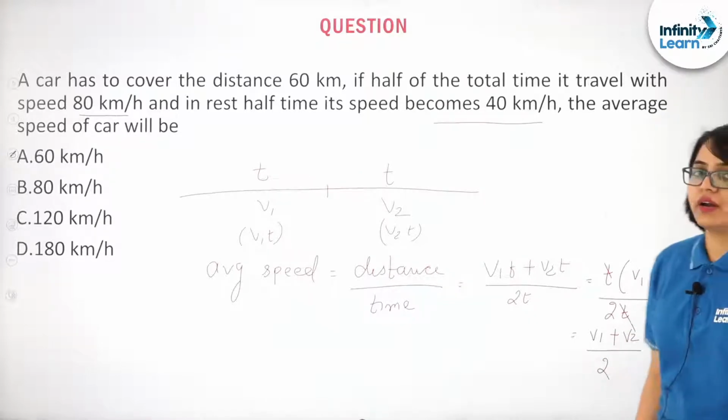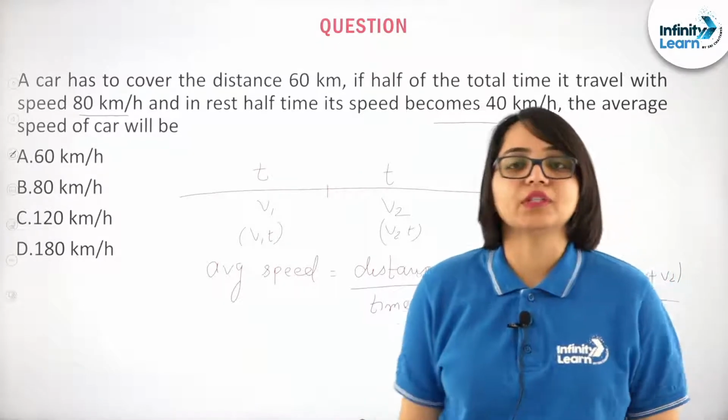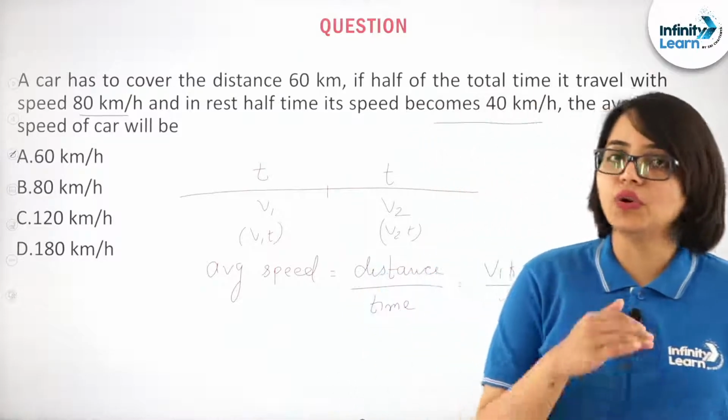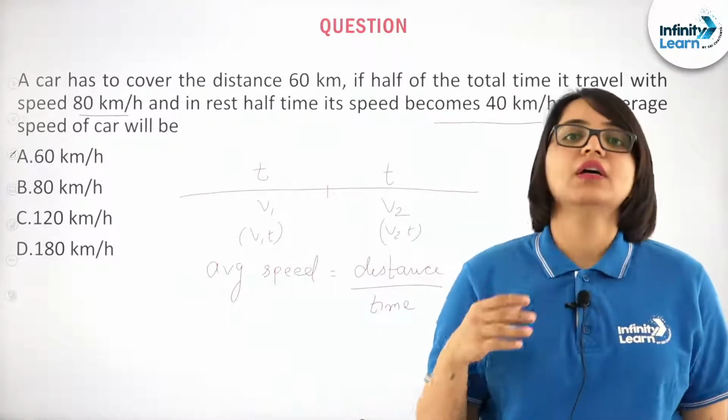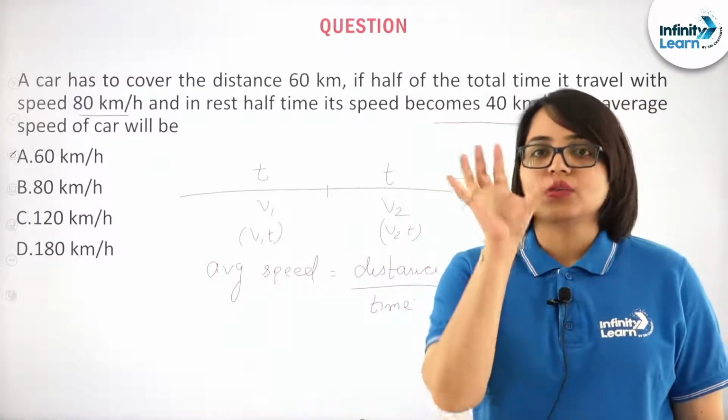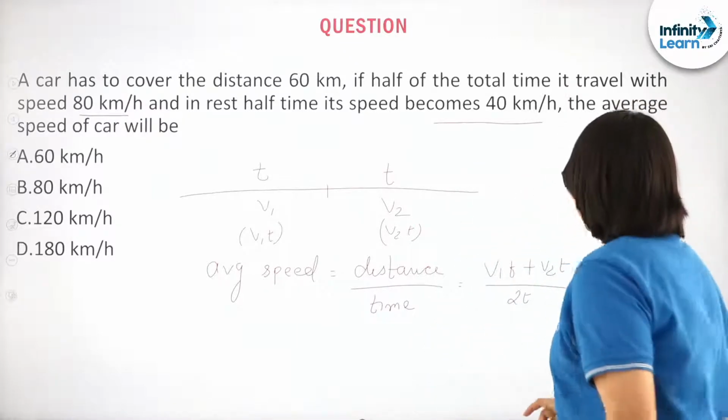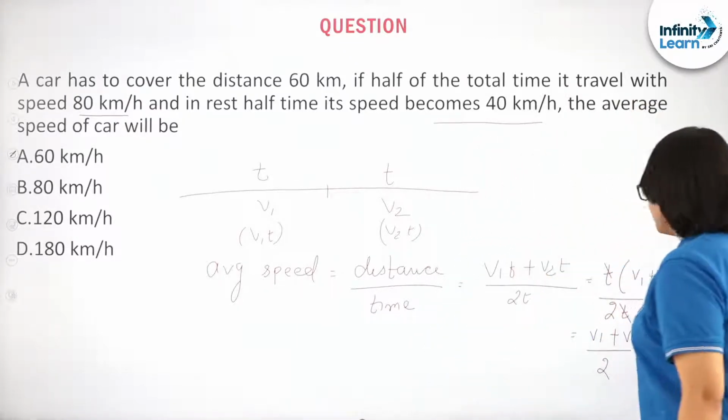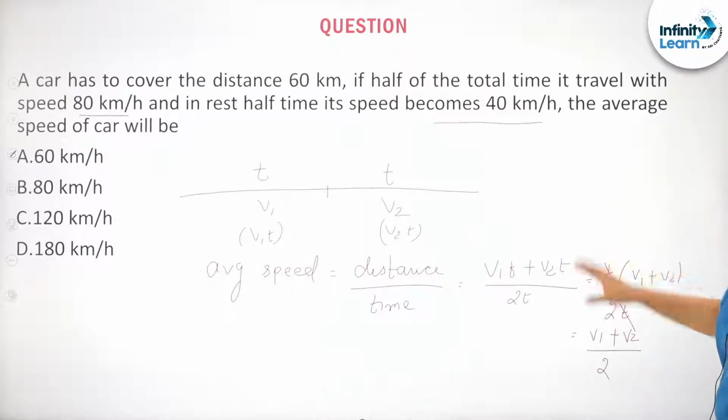अगर आप अपनी जर्नी को दो इक्वल टाइम इंटरवल में डिवाइड करते हो and you know the speed of the particle in those equal time intervals, so you can directly find the average speed using this formula, (v1 plus v2) by 2, है ना?